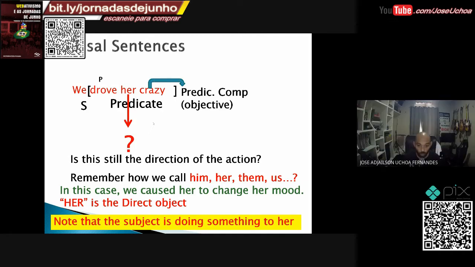Okay, so crazy, as I showed you, as I argued here, is a predicative complement of an objective nature, because crazy has to do with her, not with we. Predicative complements can be noun phrases and they can also be adjectives, which is the case.